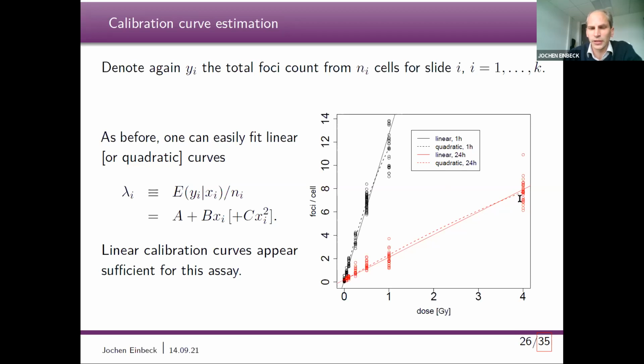And we looked a little bit into this. The quadratic model really just increases the variance. And the literature also seems to settle on linear curves being fine for this protein biomarker, and quadratic curves are not really needed. So here you have 2 examples for linear calibration curves and the corresponding quadratic curves.